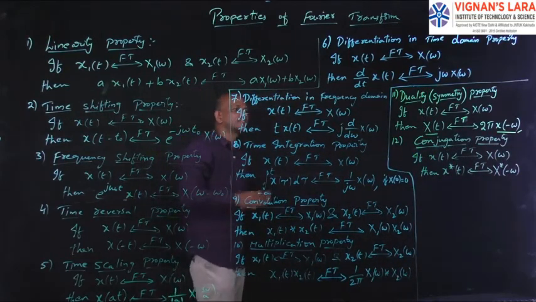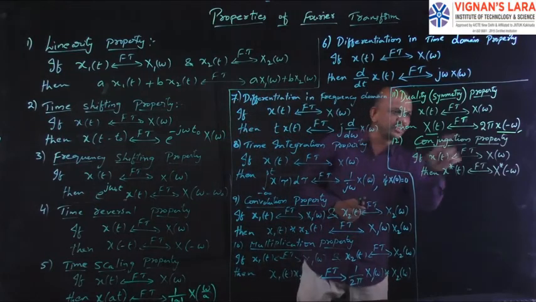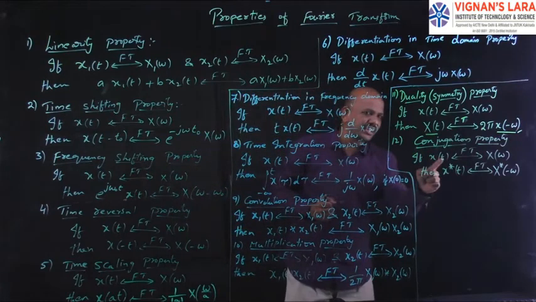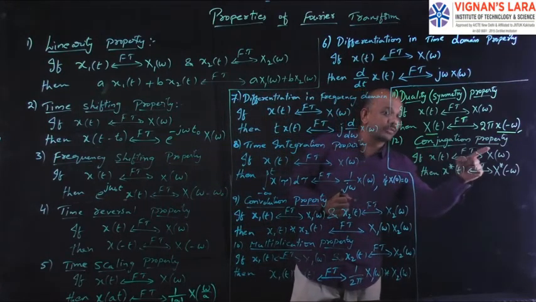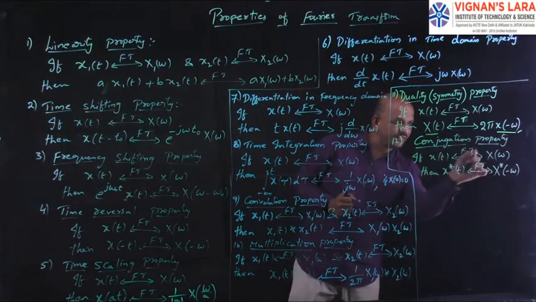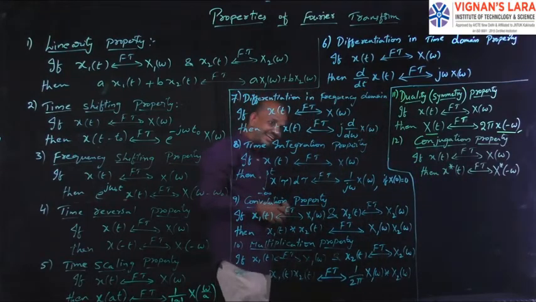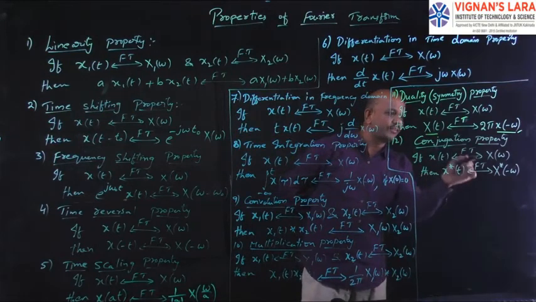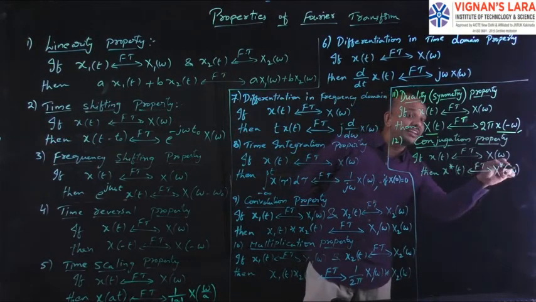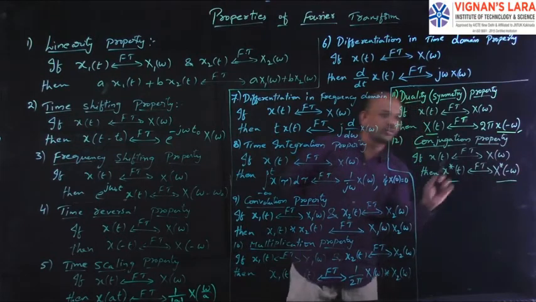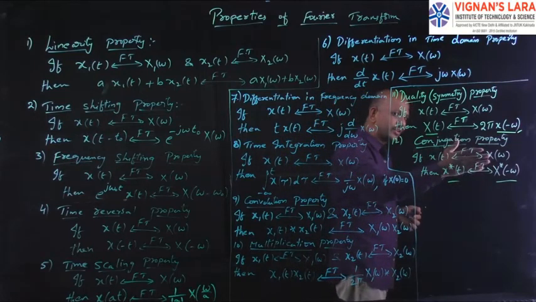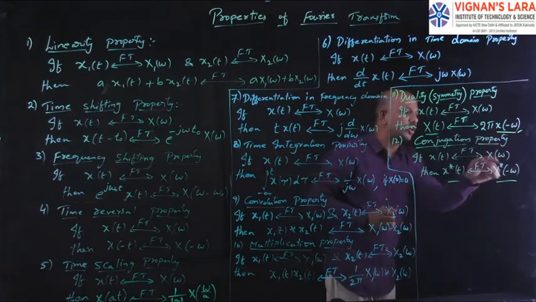And the last one is the conjugation property, simply the conjugate property. For this we also need only one signal, so I have taken x of t. If x of t has a Fourier transform capital X of omega, then the conjugate, x star of t, will have a Fourier transform capital X star of minus omega. Here I have to go for the conjugate. If you take the conjugate, then its Fourier transform will be the conjugate of the reversal, that is, X star of minus omega.